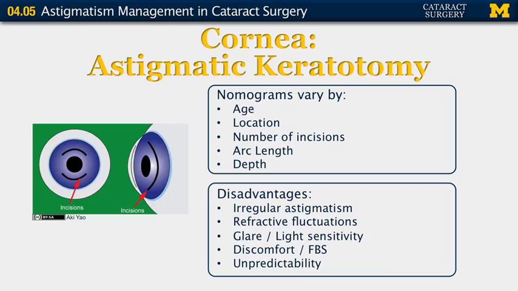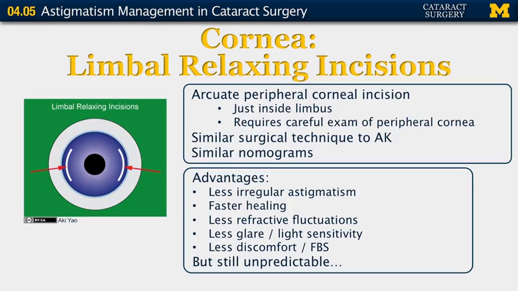Although astigmatic keratotomy has been performed for many years, there are several disadvantages to the procedure. It can induce irregular astigmatism. Some patients will get refractive fluctuations after this procedure. Some patients also complain of either glare or light sensitivity, discomfort or a foreign body sensation, and there is some degree of unpredictability, even with nomograms. Usually, surgeons who perform this repeatedly have a better sense of predictability in their hands.